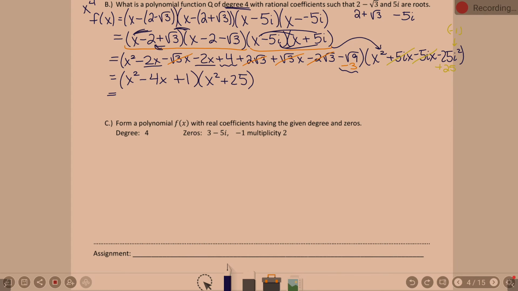So I'm going to start with this x squared in the first parenthesis. X squared times x squared in the other parenthesis is x to the fourth. X squared times 25 is 25x squared. Okay, now I'm going to distribute minus 4x. Minus 4x times x squared is minus 4x cubed. Minus 4x times 25 is minus 100x, and then distribute the 1. 1 times x squared is 1x squared. 1 times 25 is plus 25. Okay.